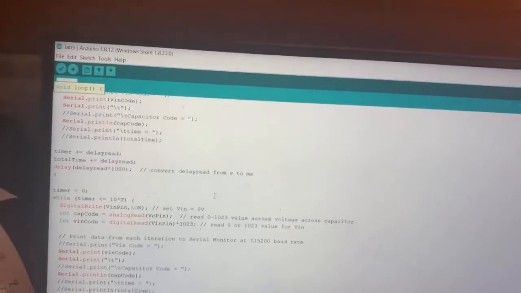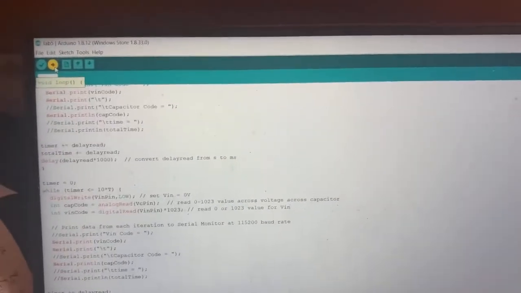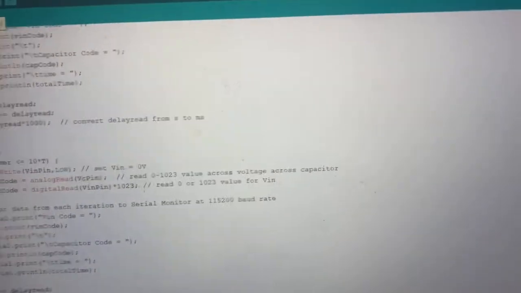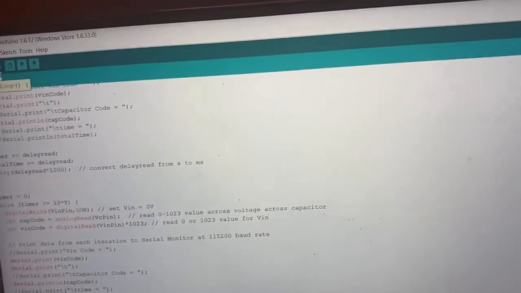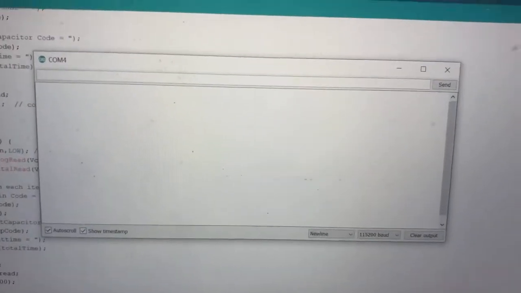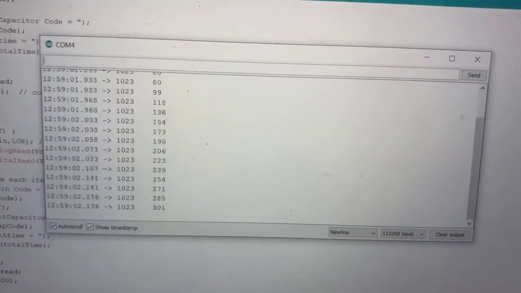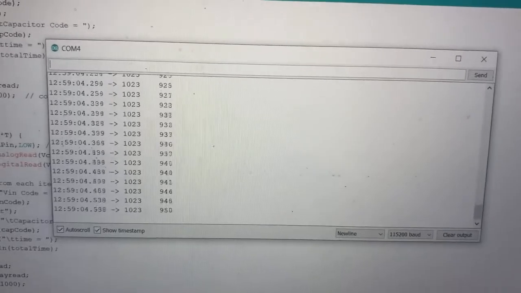Something important to note is that when I run this code and open the serial monitor, it will have a string of my Vin values on the left-hand side and my voltage across the capacitor values on the right. So open up the serial monitor, it starts off blank as it allows the voltage across the capacitor to settle to 0 volts, and then you see the readings coming in.